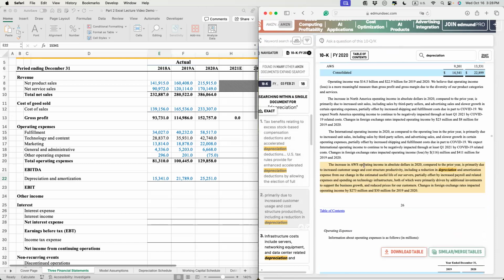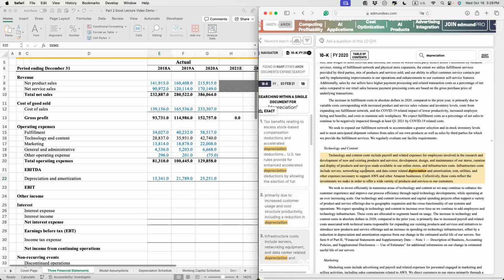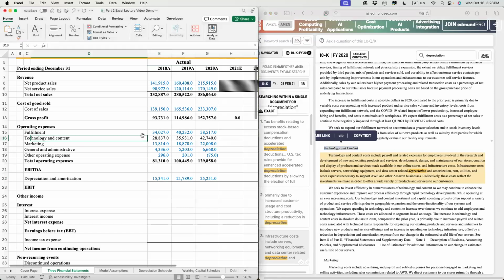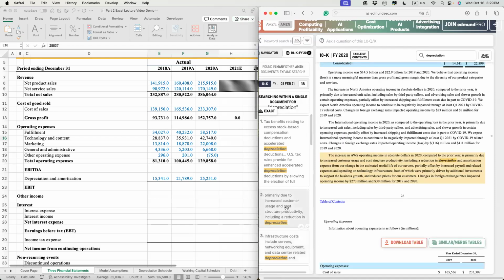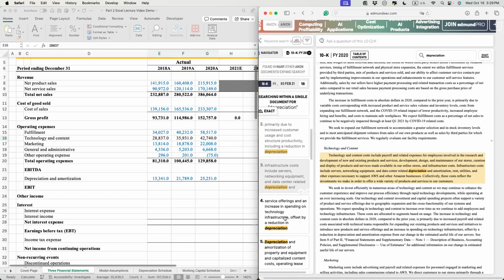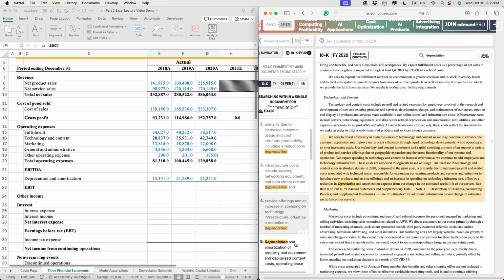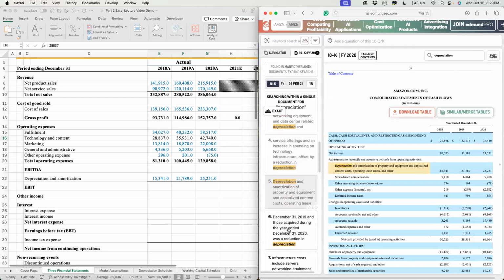So for AWS, this is not related to a specific operating expense item. The first time it pops up is under technology and content. We do have a technology and content operating expense on the income statement, and we know that part of this expense includes depreciation, infrastructure cost, including servers, networking equipment, and data centers related depreciation and amortization. If you keep searching, we already have good candidates, but there may be other places.